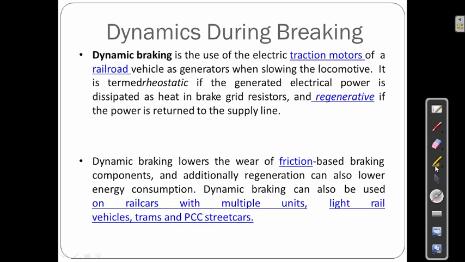and additionally regeneration can also lower energy consumption. This is the main thing here, the lower energy consumption also. Then dynamic braking can also be used on rail cars with multiple units, light rail vehicles, trams, and PCC streetcars also.